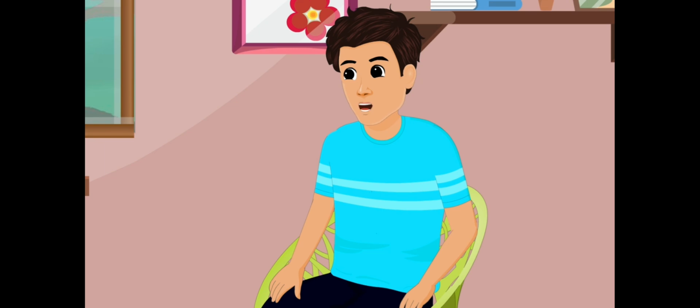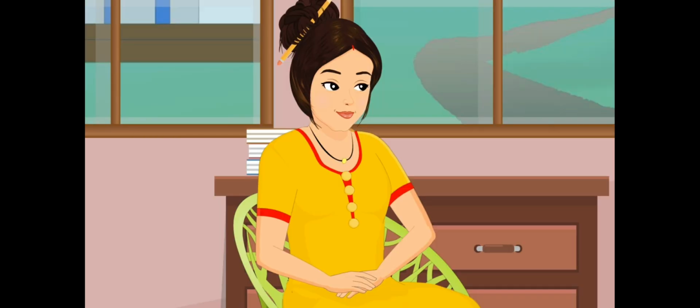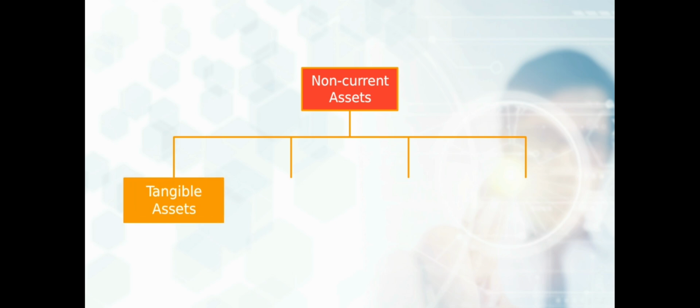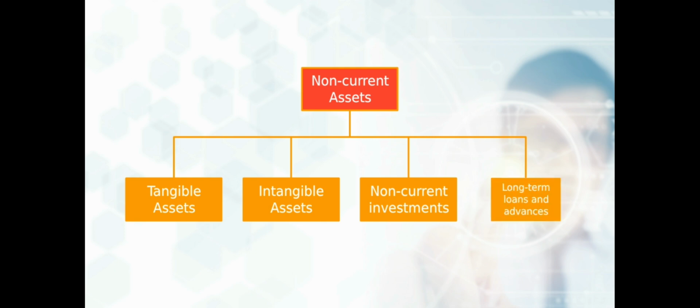That was easy to understand. Now how about the non-current assets? Are there also various types of non-current assets, ma'am? Yes, Anil, there is. Let me tell you about the common types of non-current assets. Common types of non-current assets are tangible assets, intangible assets, non-current investments, and long-term loans and advances.